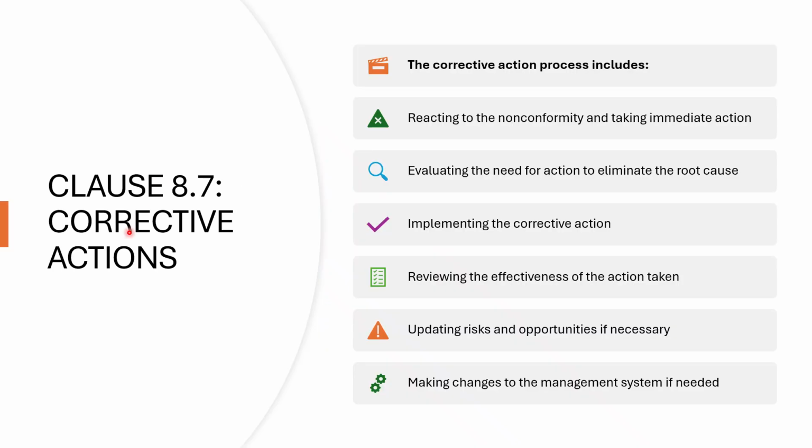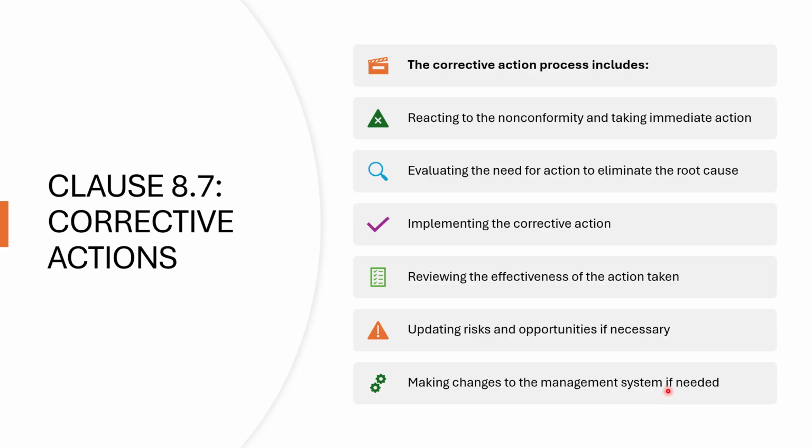Finally, let's discuss clause 8.7, that is corrective action. When non-conformities occur, and they will occur in any laboratory, you must take corrective action. But it's not just about fixing the immediate problem. You need to investigate the root cause and prevent recurrence. The corrective action process includes reacting to the nonconformity and taking immediate action, evaluating the need for action to eliminate the root cause, implementing the corrective action, reviewing the effectiveness of the action taken, updating risks and opportunities if necessary, and making changes to the management system if needed.